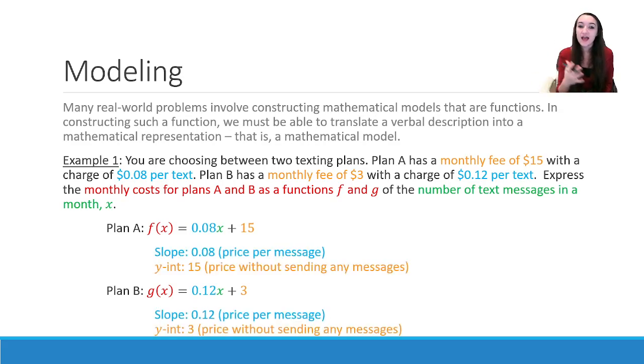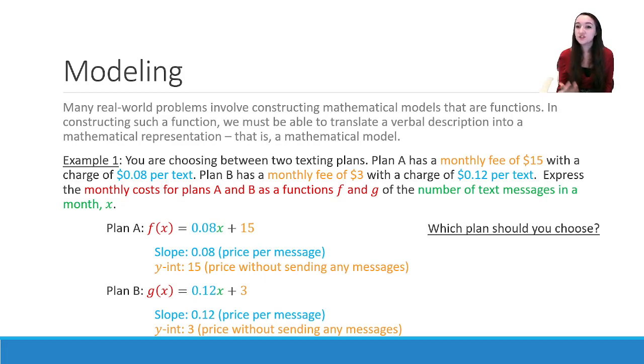To analyze what this model means, the slope of 0.08 is the price per message, and the y-intercept of 15 is the price without sending any messages. Similarly, for plan B, the slope of 0.12 is the price per message, and 3, the y-intercept, is the price without sending any messages. Now that we have our models, we can ask questions about them.